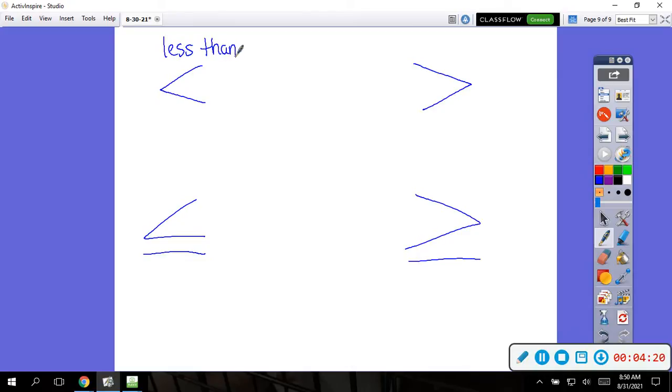This one is still your left hand, right? Same symbol, but it has the line under it, and that line means or equal to.